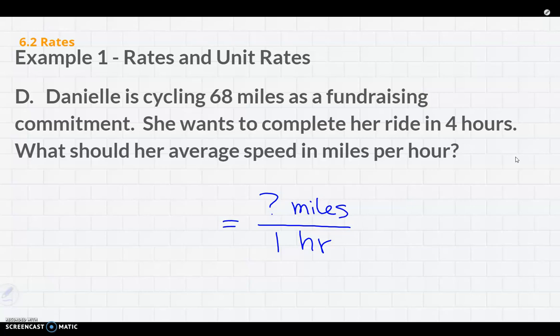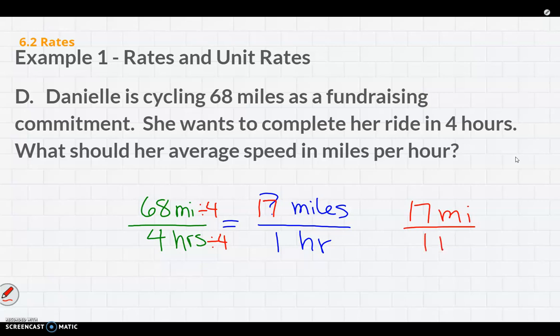Unit rate. So I'm going to say, well, she's going to cycle 68 miles in 4 hours. At least that's her goal. Okay? So how many miles would that be per 1 hour? Well, if I just divide each by 4, 68 divided by 4 is 17. So she should go 17 miles in 1 hour in order to cycle those 68 miles in 4 hours.